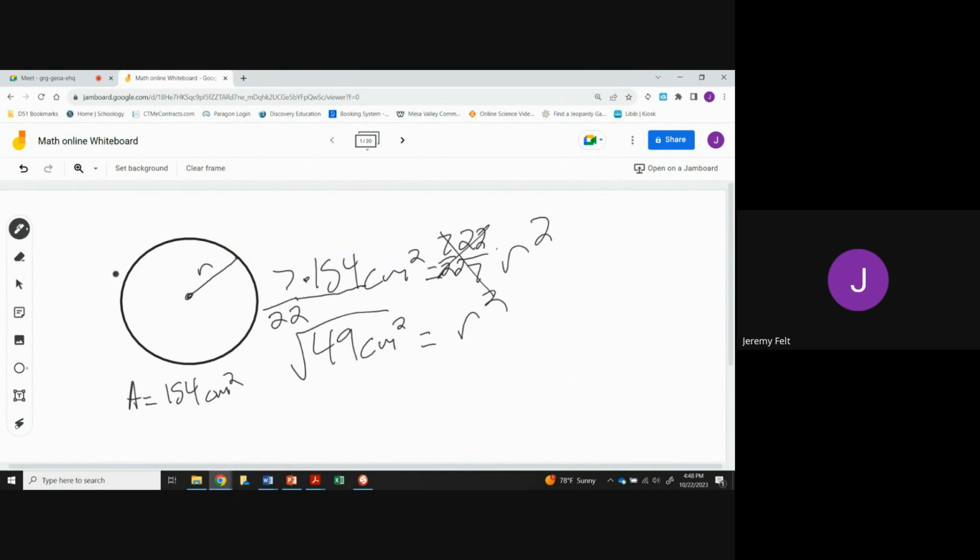So okay, the square root of both sides. The square root of 49 square centimeters is 7 centimeters. The square root of centimeter squared is just centimeters. Square root of 49 is 7. Square root of r squared is just r. Our radius is 7 centimeters.